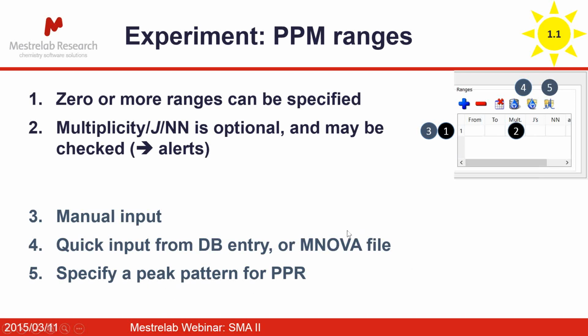There's one button that's a little bit special, and this one over here, number 5, which lets you go off and select an Mnova file, which then is used for the peak pattern recognition algorithm. Okay, and in that case, you don't see ranges and so on. You just see a reference to the spectrum.